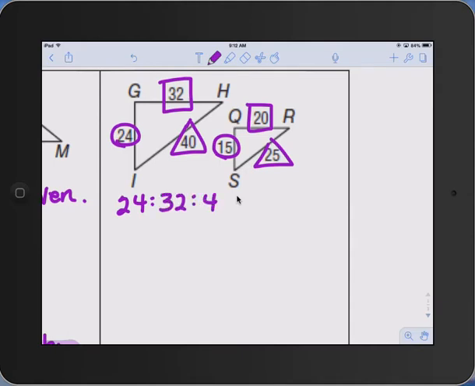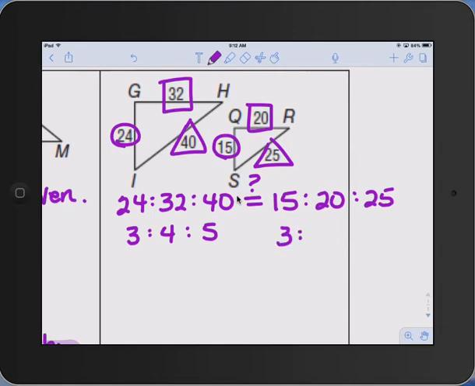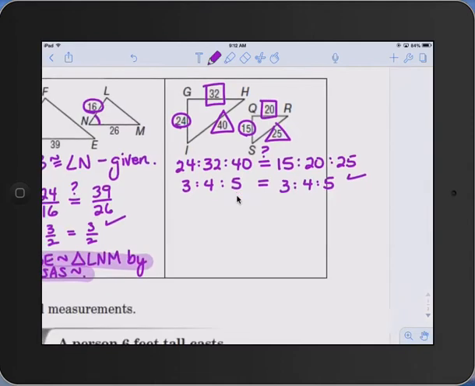32 to 40. Is that in the same ratio as 15 to 20 to 25? Well, let's see, take out an 8 would be 3 to 4 to 5, and take out a 5 would be 3 to 4 to 5, and those are the same, which means the sides are proportional.